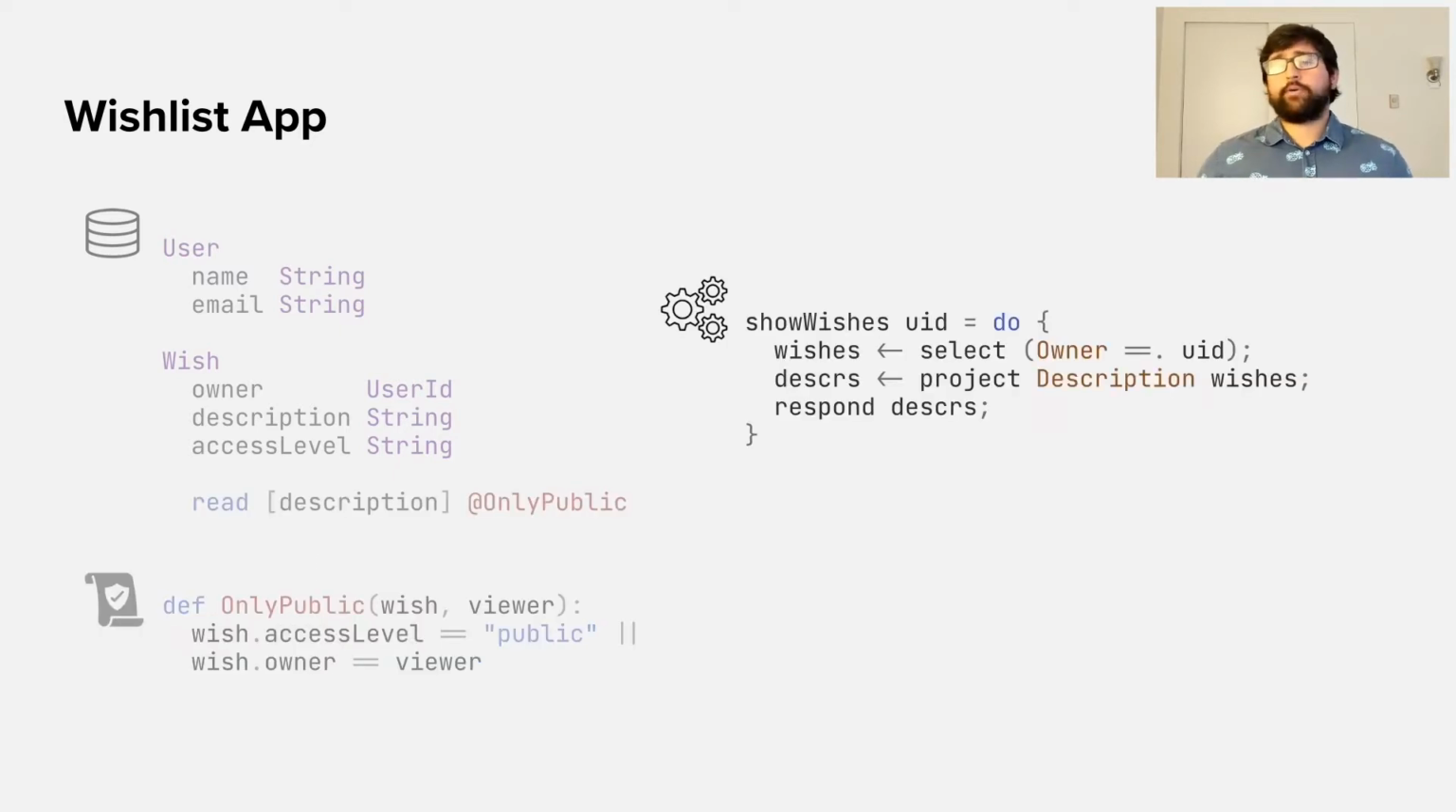Let's now see how we can write a showWishes controller that returns the list of wishes for an arbitrary user identified by UID. This controller first selects from the database all the wishes owned by UID. Then, it projects the descriptions out of the wishes, to finally respond with the list of descriptions to the session user who initiated the request.